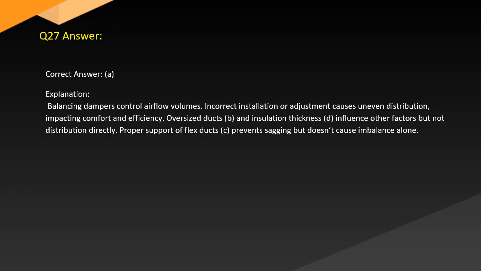Answer. Correct answer, A. Explanation: Balancing dampers control airflow volumes. Incorrect installation or adjustment causes uneven distribution, impacting comfort and efficiency. Oversized ducts, B, and insulation thickness, D, influence other factors but not distribution directly. Proper support of flex ducts, C, prevents sagging but doesn't cause imbalance alone.